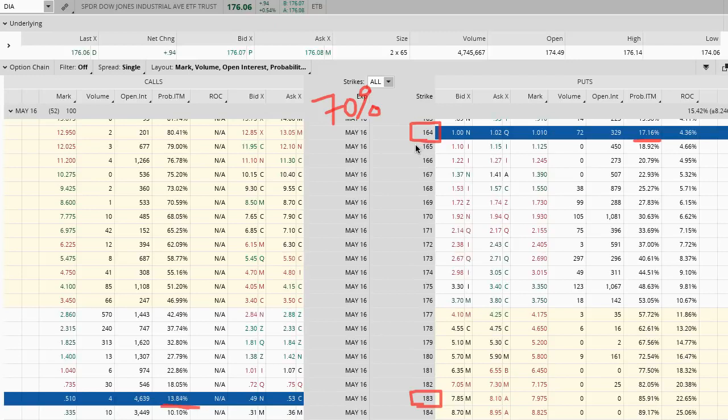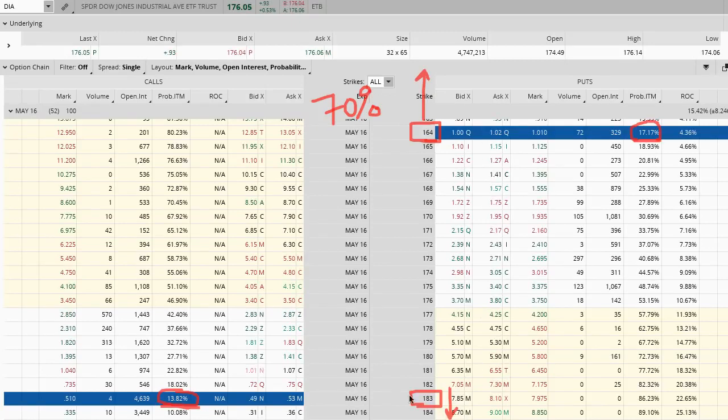Now together, the probability that the stock is either below 164, so down here, or above 183, so above this price, is about 30.8%. Okay, so all we did is add together the probability of the stock being in the money below 164, and the probability of the stock being above 183, and we get together about a 30% chance that it's either above or below these two numbers.